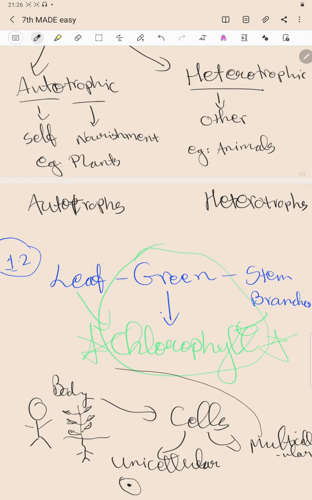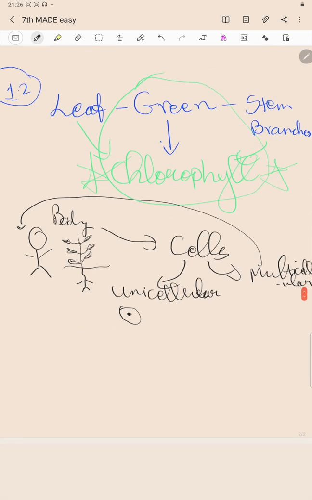These multicellular organisms are humans, plants, etc. There are many multicellular organisms. So multicellular organisms contain many cells, and unicellular organisms contain one cell. Uni means one, multi means many, cellular means cells. So unicellular, multicellular. Now let's see what a cell contains.